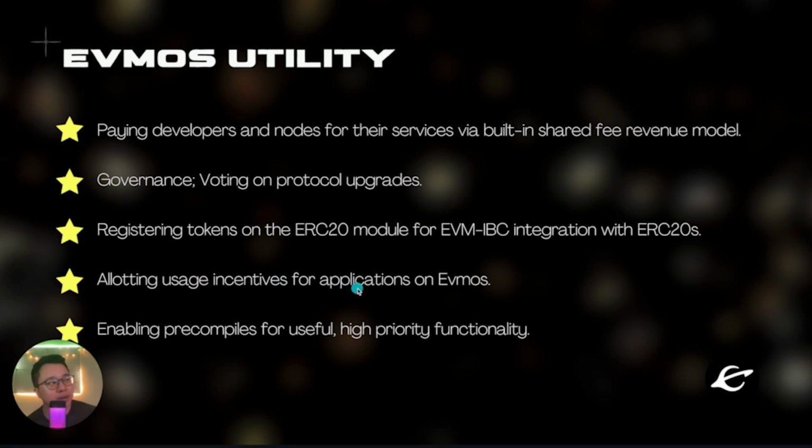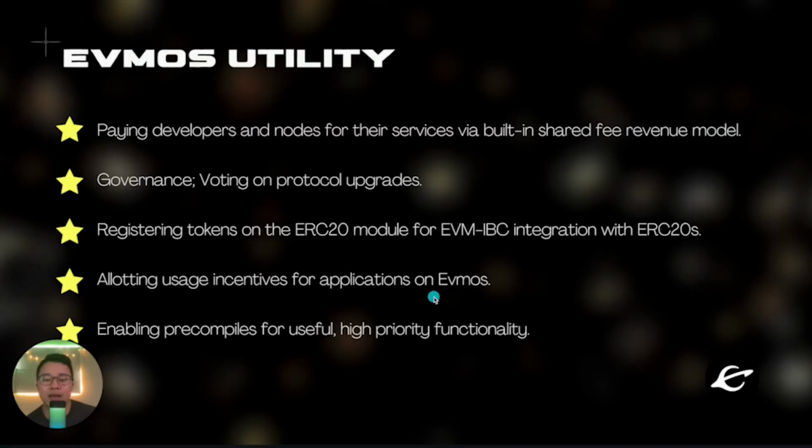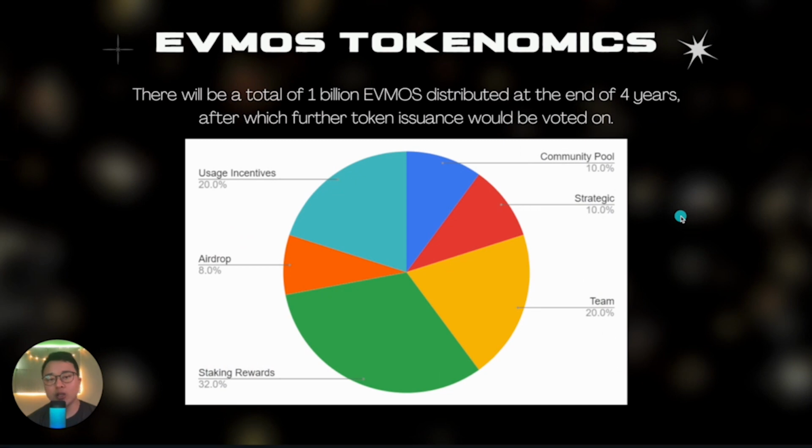You can think of it a bit like Avalanche Rush, where if you use an application, you can get more AVAX rewards, but in this case, it's EVMOS rewards, and the EVMOS governance holders decide how much incentive to give to which applications. And then, of course, the main use case of a layer 1 is to enable your applications to compile and run high priority functionalities, which is basically your smart contract engine essentially. And of course, the base case is using it as gas for the layer, which allows for useful high priority functionality. So let's look at EVMOS tokenomics, which is a bit interesting.